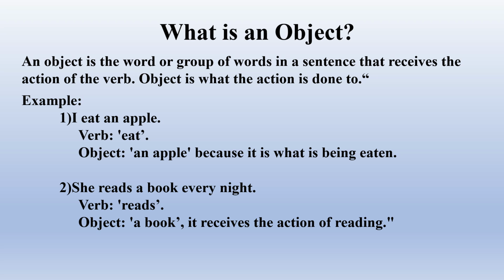In order to identify the object in the sentence, it is important for us to know what the verb in the sentence is. Let's look at some examples. I eat an apple. In this sentence, the verb is eat. The object is an apple because it is what is being eaten.